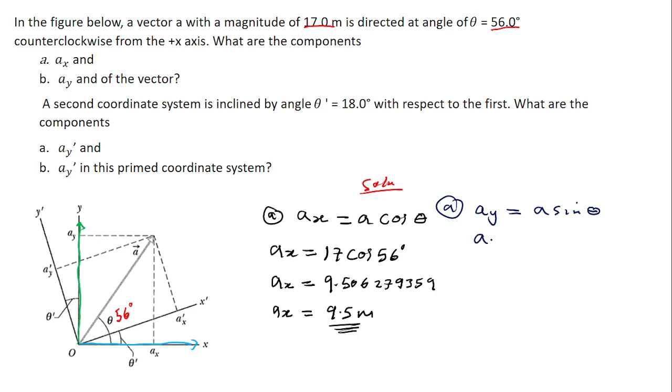So Ay is simply equal to, our A is 17, and then you're going to say sine our theta, which is simply 56 degrees. So Ay is simply equal to, what value are we finding? I'm sure we are finding something like 14.1.